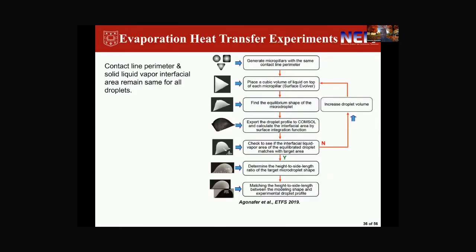We can go into the details here, but essentially we used Surface Evolver, and the idea is that we kept on increasing the droplet volume until we were able to get the same height to side length ratio. Once we got the same height to side length ratio, we can ensure that the liquid vapor interfacial area remains the same for all droplets.